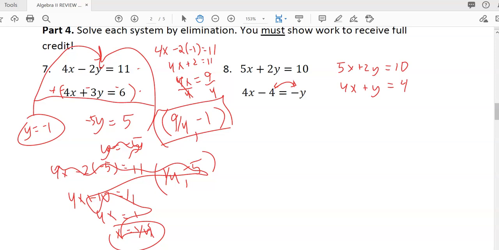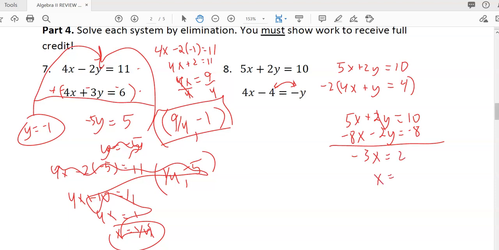I need to get the exact opposite. So I'm going to multiply by -2 here. That should eliminate the y's. So the top equation remains the same. It's 5x plus 2y equals 10. But the bottom equation becomes -8x minus 2y equals -8. So everything got multiplied. The y's go away. You get -3x equals 2. So x equals -2/3.